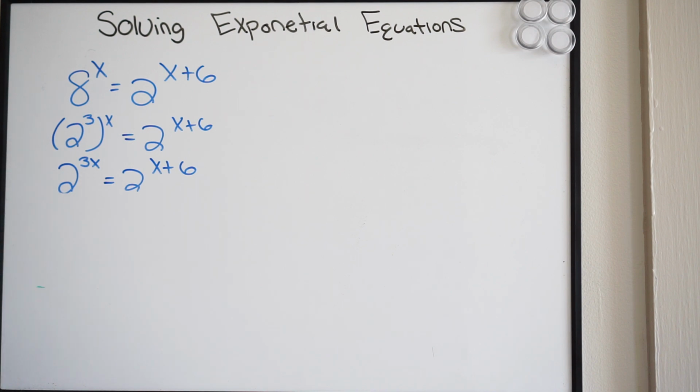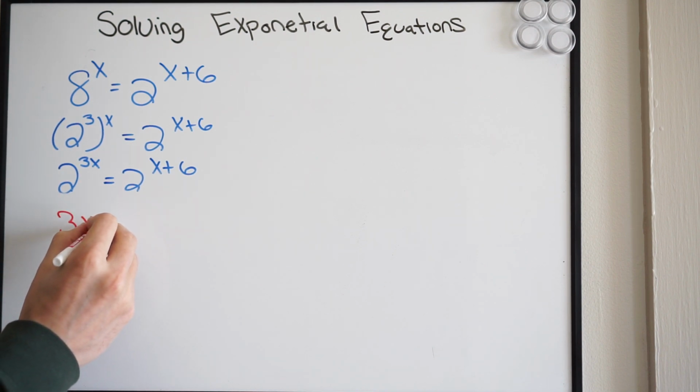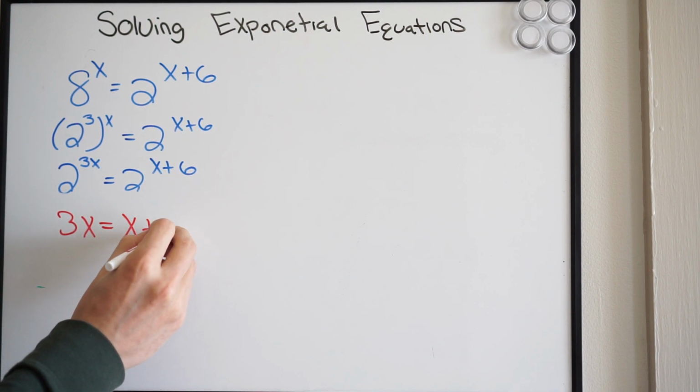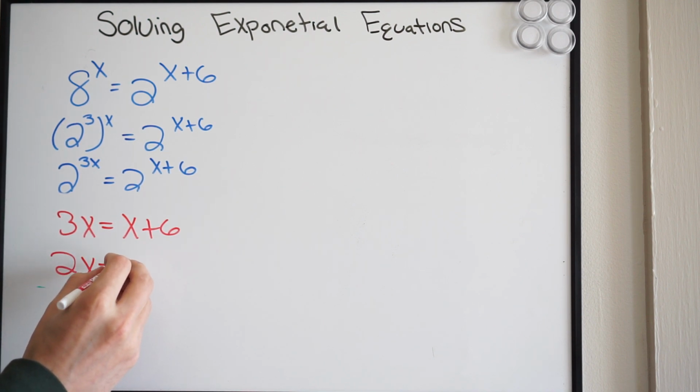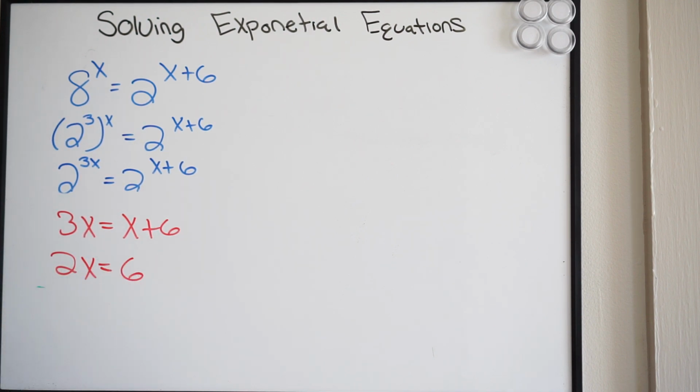And we know it's going to cancel out, so we'll be left with 3x equals x plus 6. And let's just solve for x now. So we subtract x, and we're left with 2x equals 6. Divide each side by 2. x equals 3. Alright, so that is our answer there. Okay, let's try the next one.